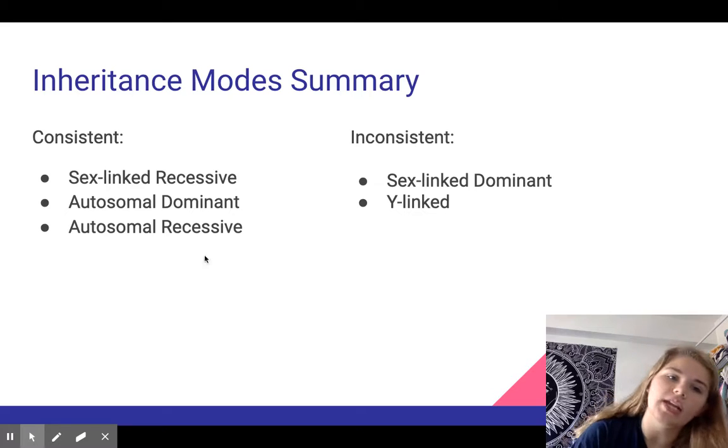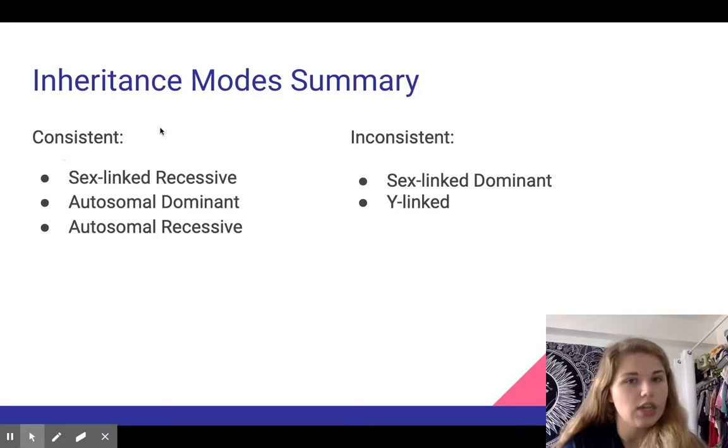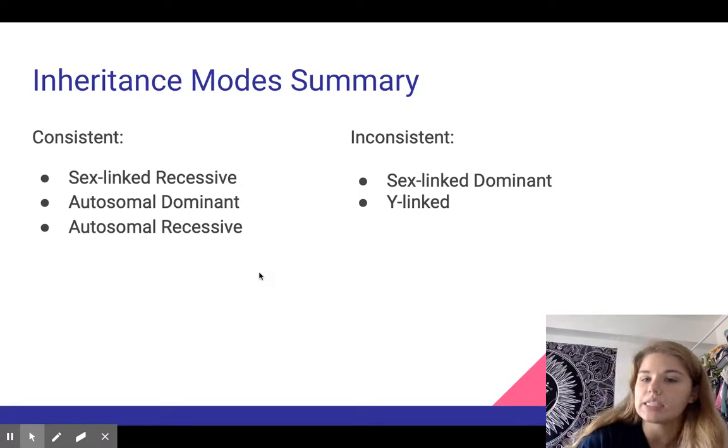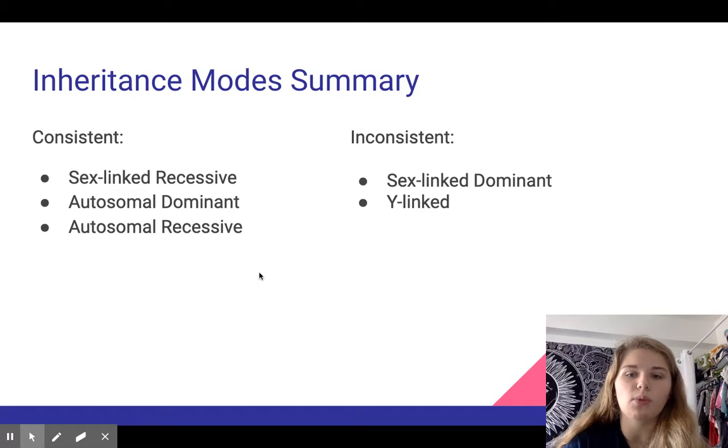So the summary: what was consistent with the pedigree was sex-linked recessive, autosomal dominant, and autosomal recessive, and what was inconsistent was sex-linked dominant and Y-linked.